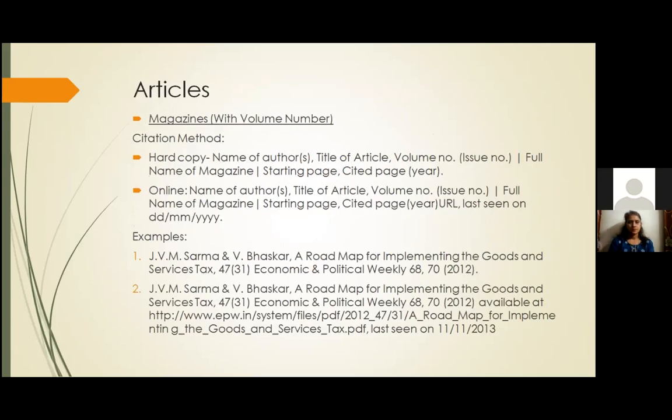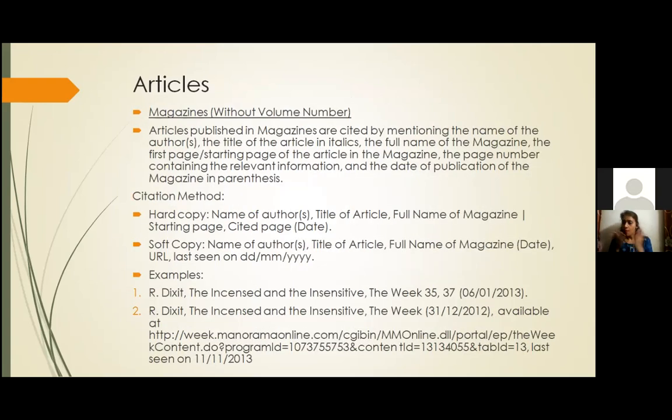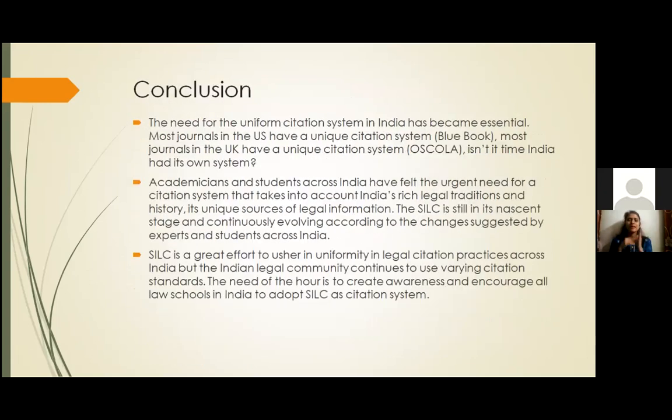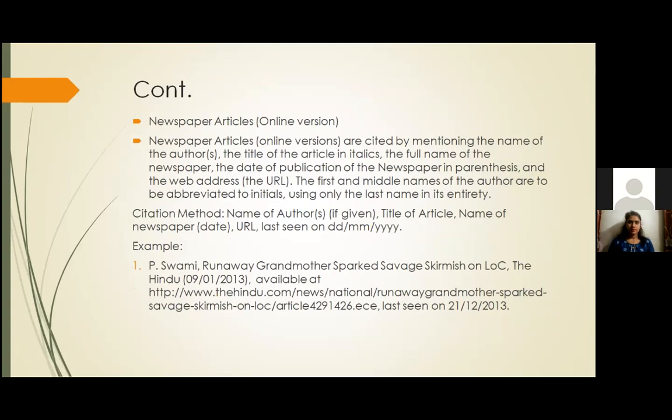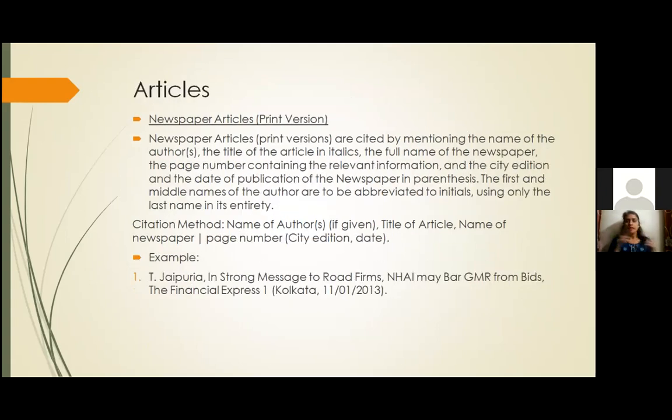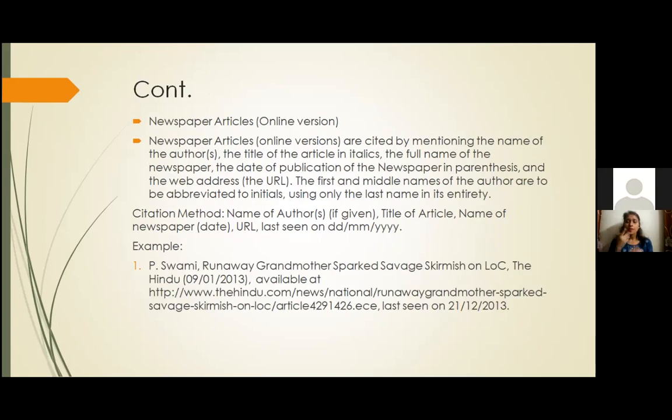Then articles, it differs for hard copy and online as well. Similarly for magazines, newspapers, again for online version and print version, it is different. For print version: name of the author, if at all it is given, otherwise you can omit it. And then the title of the article, name of the newspaper, page number, and whatever the city edition is, that is here, for instance, it's given Kolkata, and the date.